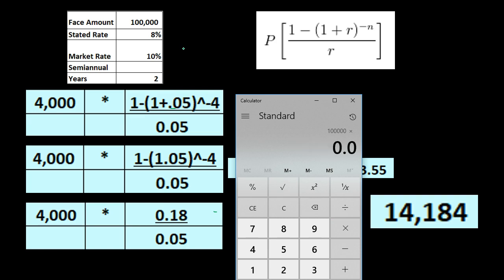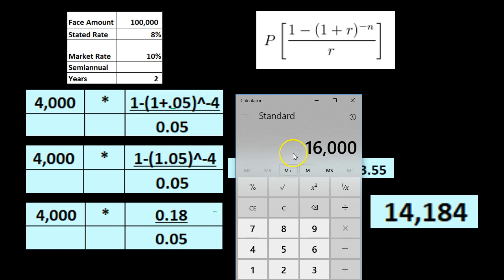So note what this means: we had 4 payments of 4,000, meaning we're going to pay 100,000 times 0.08 divided by 2. That's how much we're actually going to pay, 4 times 4,000. So we're actually going to pay 16,000 over this time period. We're going to pay 4,000 every 6 months, 4 times. But it's not really worth 16,000, it's worth 14,184.